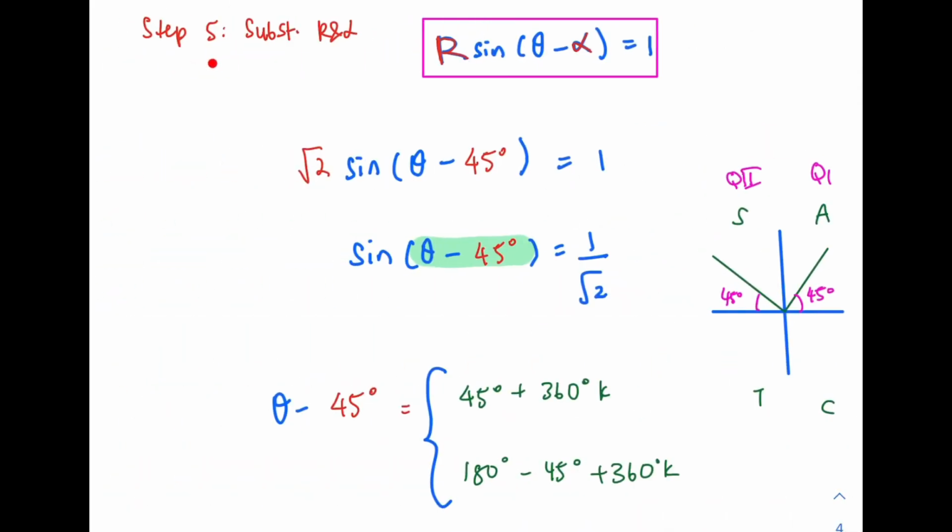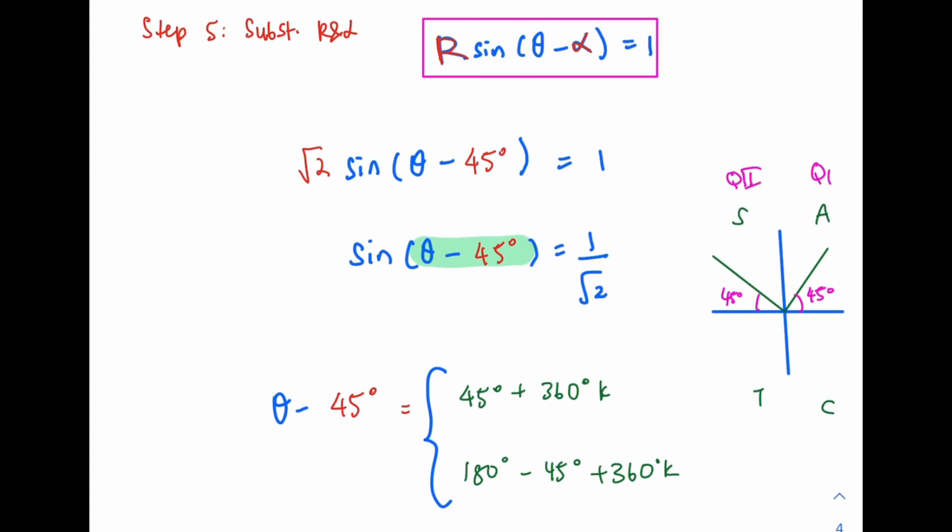Now let's see step number 5. Let's substitute the value of R and alpha inside the equation that we have just substituted in the first step there. Okay, so R sine theta minus alpha is equal to 1. Let's rewrite our R, which is root 2, and our alpha is 45 degrees. Now let us solve this equation here. Let's bring root 2 here. So now you have a single trigonometric function that you can solve. So sine of theta minus 45 degrees is equal to 1 over root 2.